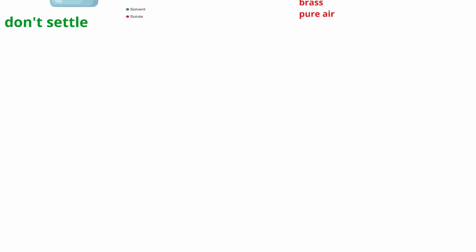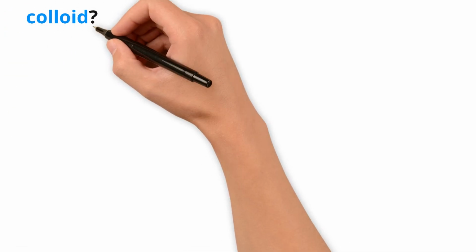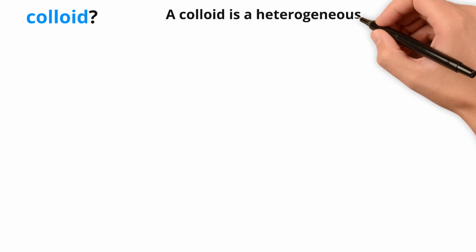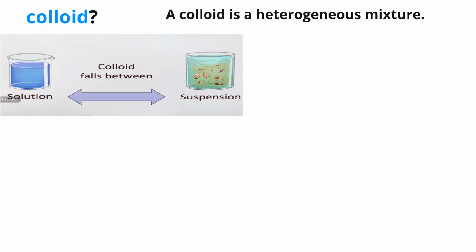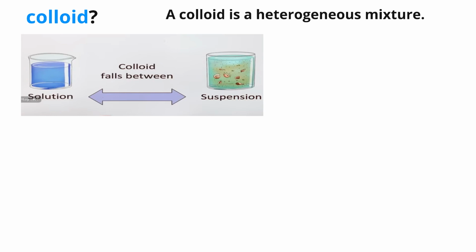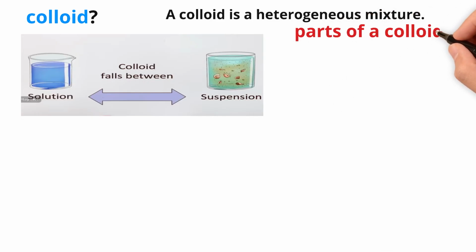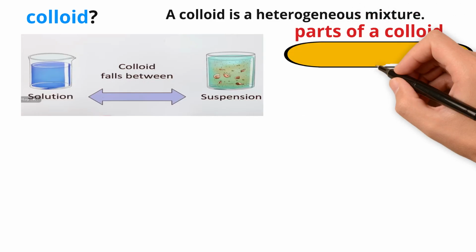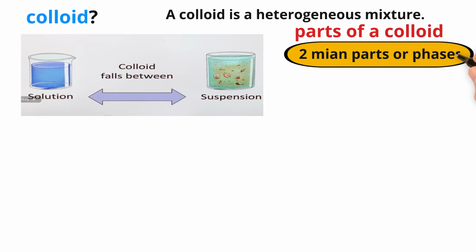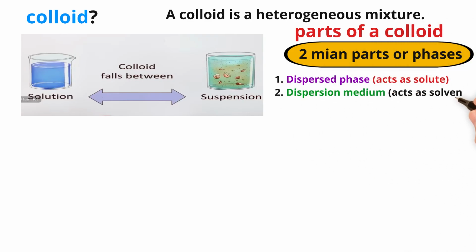Now the third one, colloid. A colloid is a heterogeneous mixture. Now look at this one. Colloid falls between suspension and solution. Parts of a colloid. A colloid has two main parts or phases. One, the dispersed phase, acts as a solute, and the dispersion medium acts as a solvent.